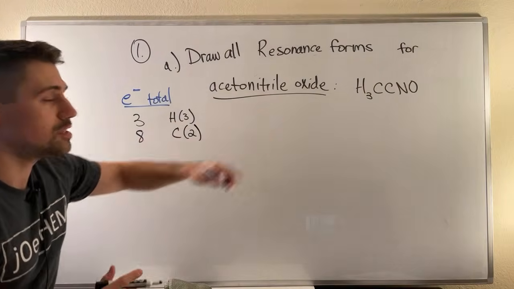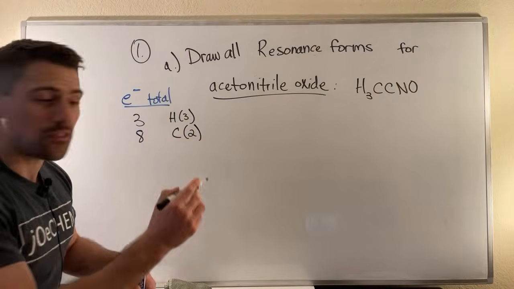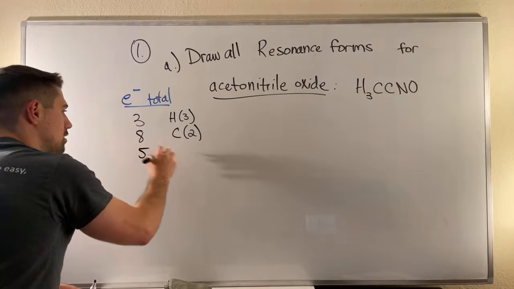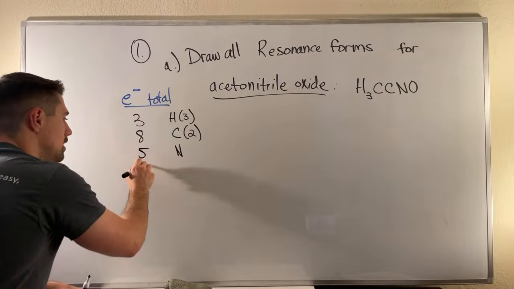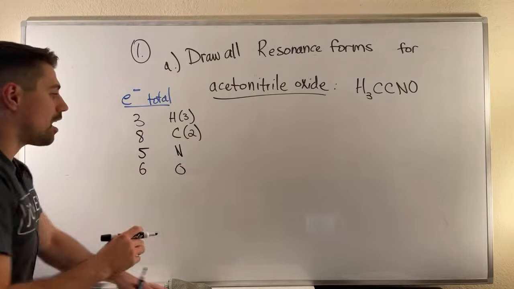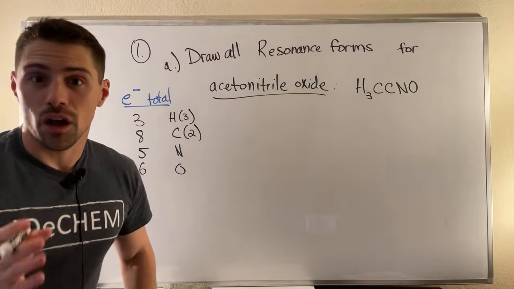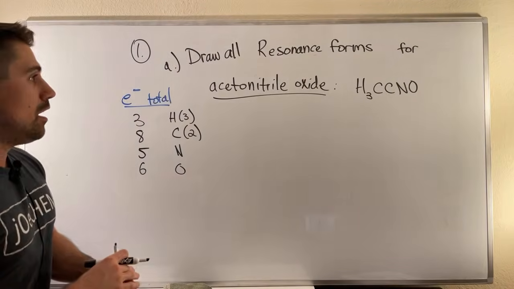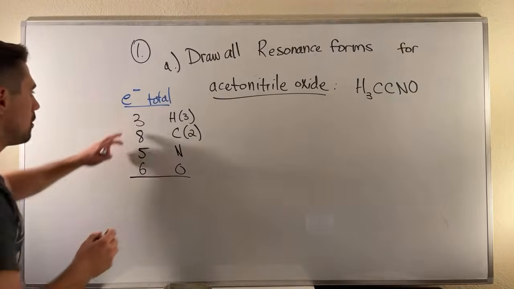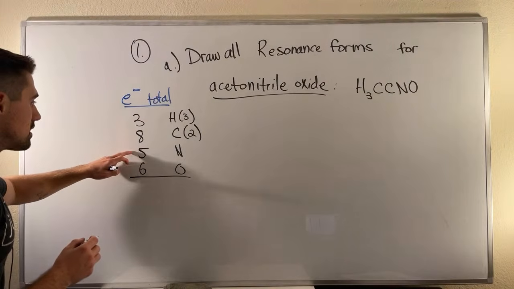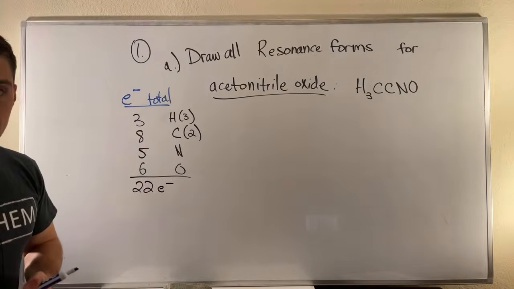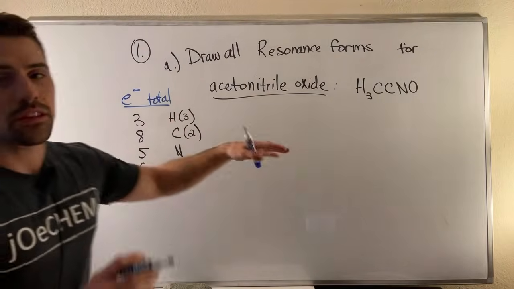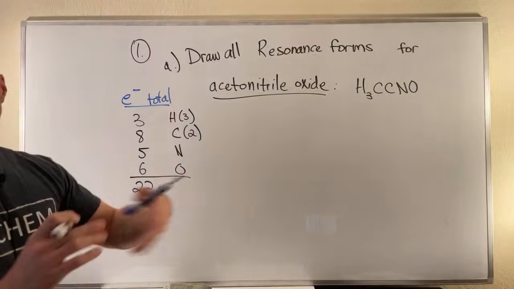We have 1 nitrogen. Nitrogen comes from the 5th column of the periodic table, so it brings 5 valence electrons to the table. And then we have an oxygen, and that brings 6 because oxygen is from the 6th column of the periodic table. All right, so tally that up. We have 11, 16, 22 electrons total to work with, okay? And then we can jump into drawing a first Lewis structure.